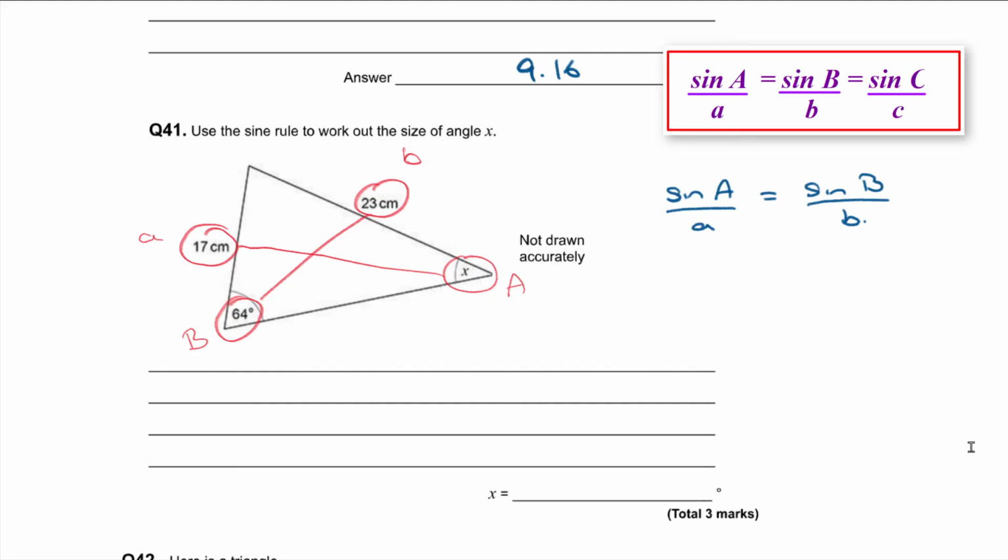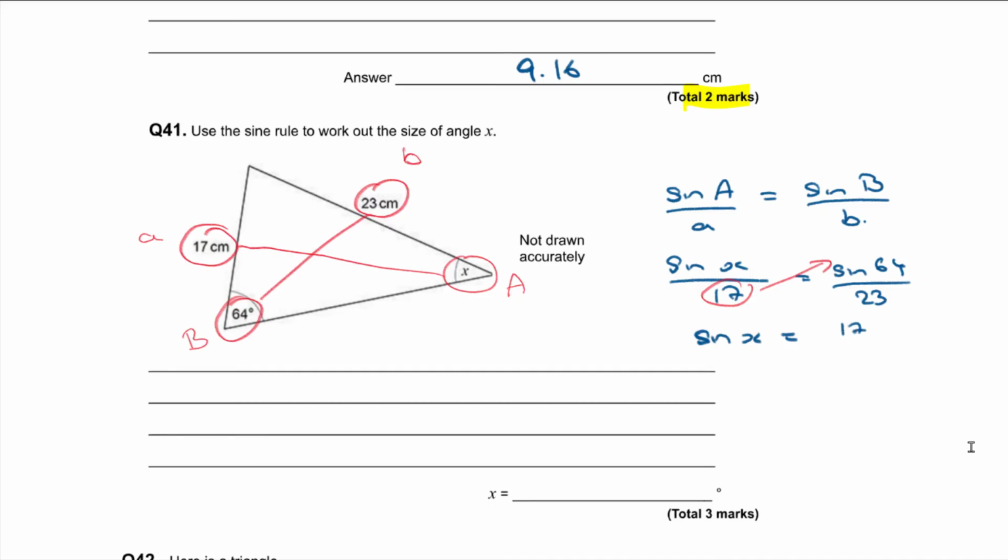So I'm going to substitute back in for x now. So sine x over a, which is 17, is equal to sine b, which is 64, over b, which is 23. Okay, need to get x by itself. Let's just cross multiply that 17 over to the other side. I'm going to get sine x equals 17 sine 64 over 23. So then x is going to be the inverse sine of that then, isn't it? 17 sine 64 over 23. Okay, and that's what I'm going to type into the calculator.